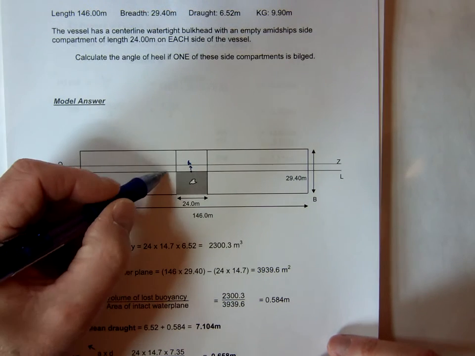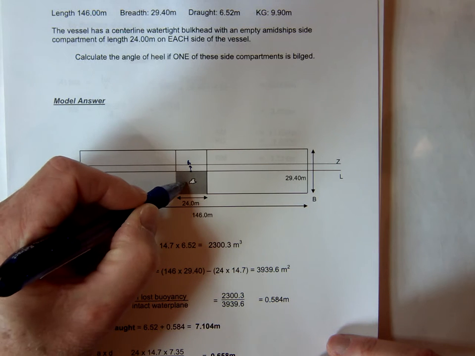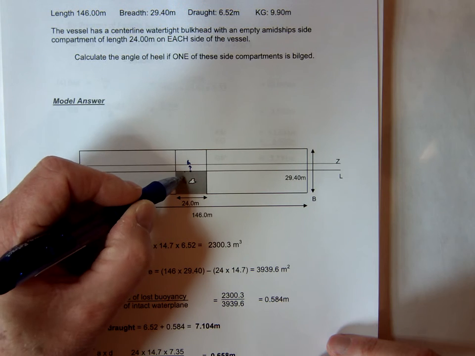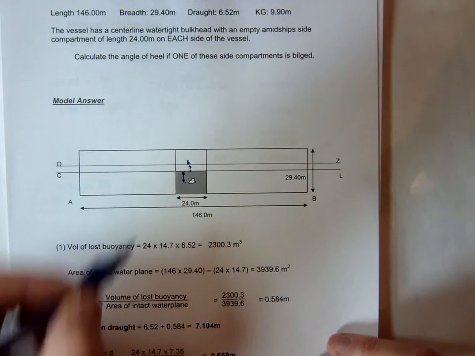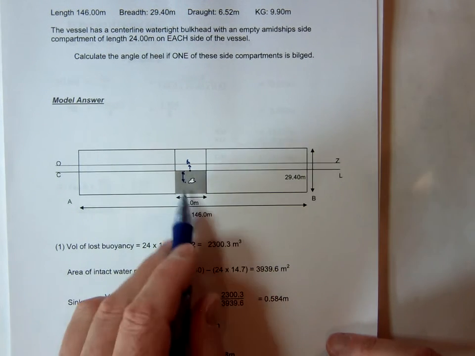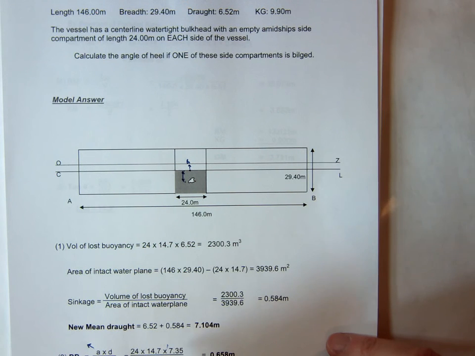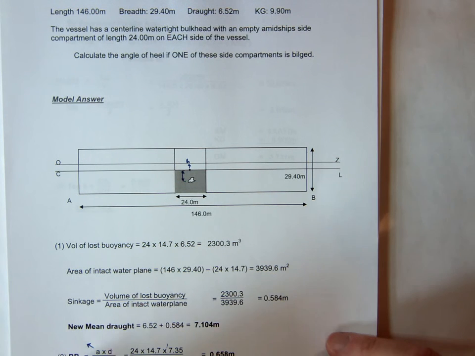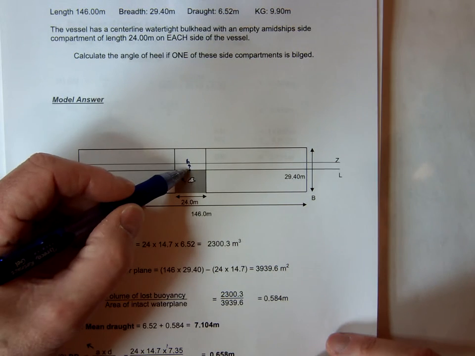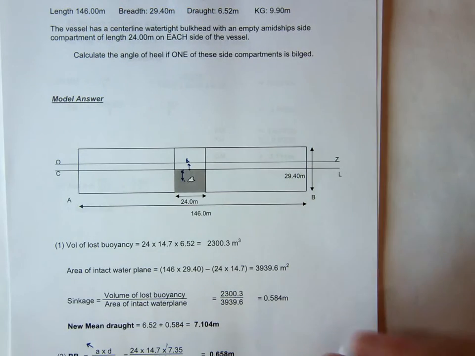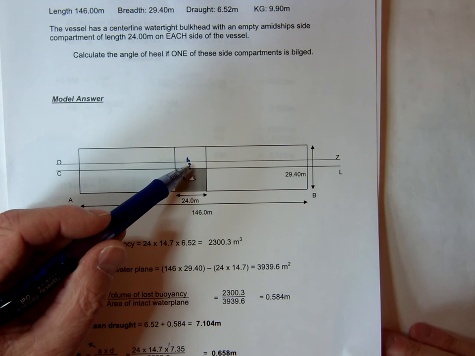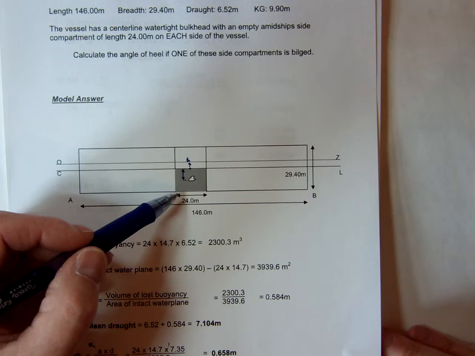So this is 14.7 here. From the centre to the centre there is half that, 7.35. So we multiply the lever, the 7.35, by the area, 24 by 14.7, and that gives us the top value. The final area we've already worked out, 39.6. So the distance B to B1 is 0.658. So now we've got the first part of the formula, B to B1, to work out the angle of list. Now let's turn our attention to working out the GM of the vessel.